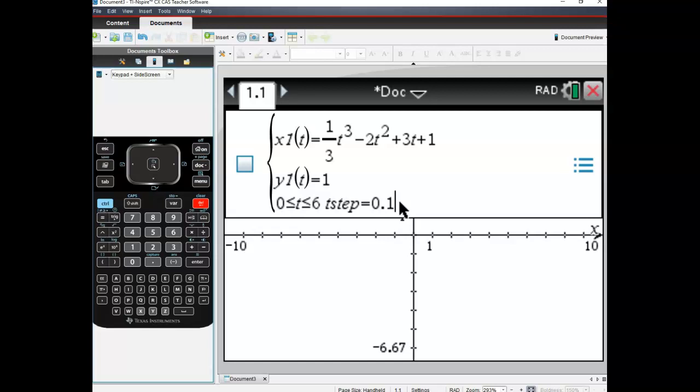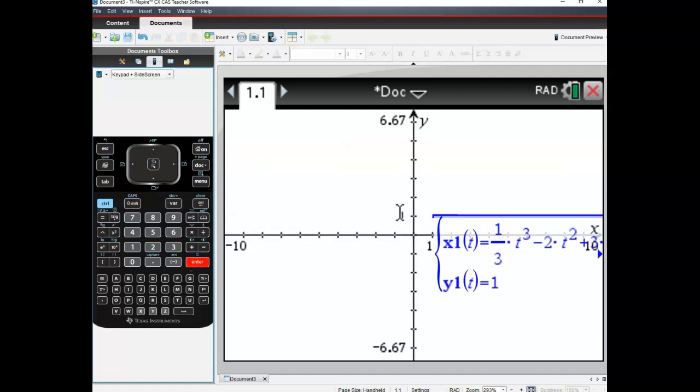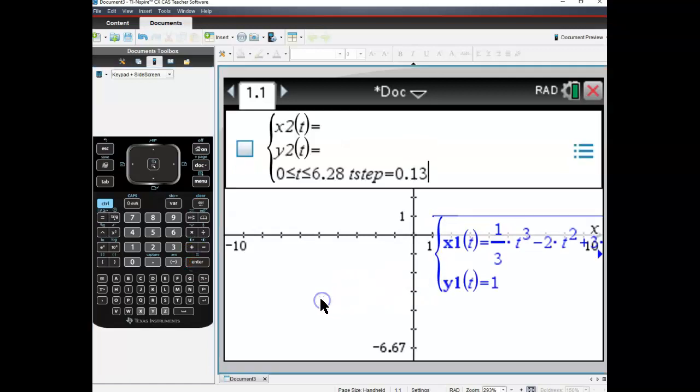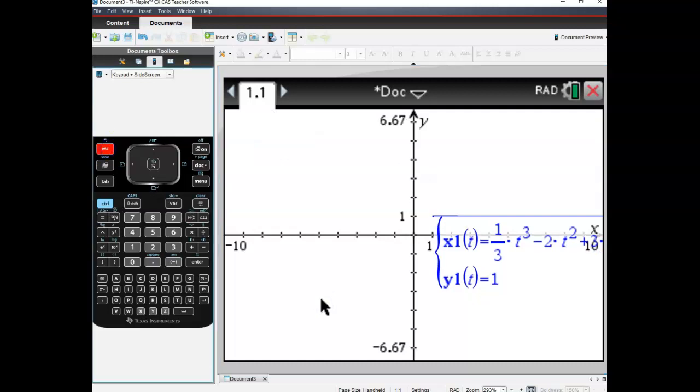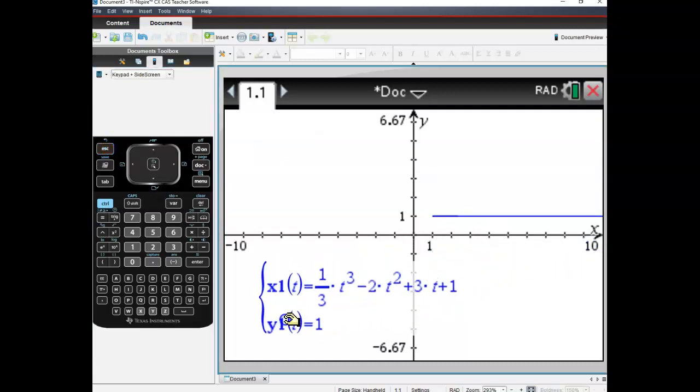Okay, I want my t step to be 0.1. And the reason for that is because this was a strategically picked problem that is going to show us a wonderful horizontal motion. So I can move that over out of there, and I should be able to get that.